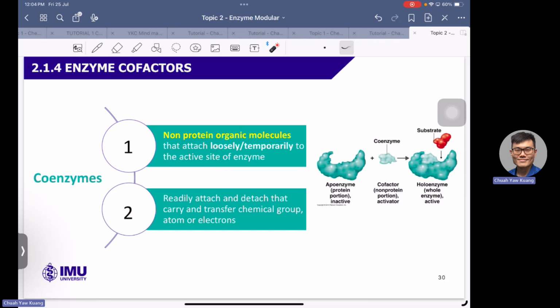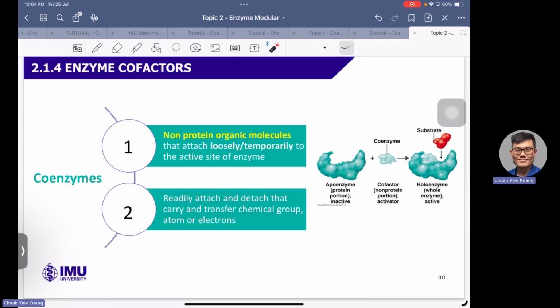So how do they work? Well, they bind the active site so that they can help to transfer the molecule, ion, or electron. Okay, so that's how it works. They help to transfer the molecule, atoms, ion, or electron.